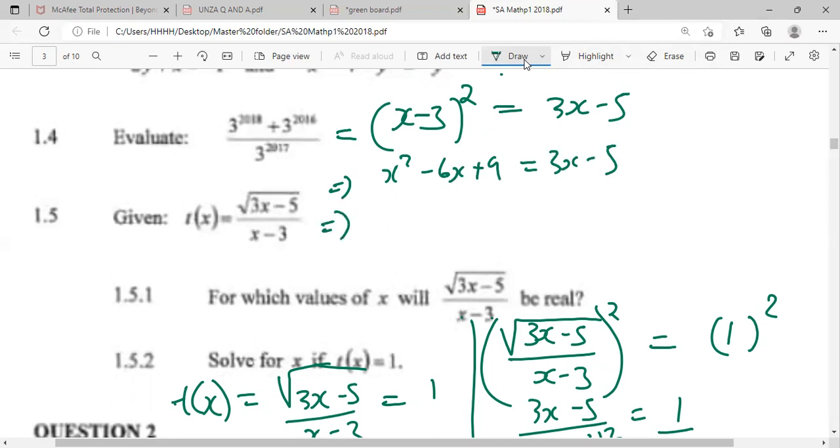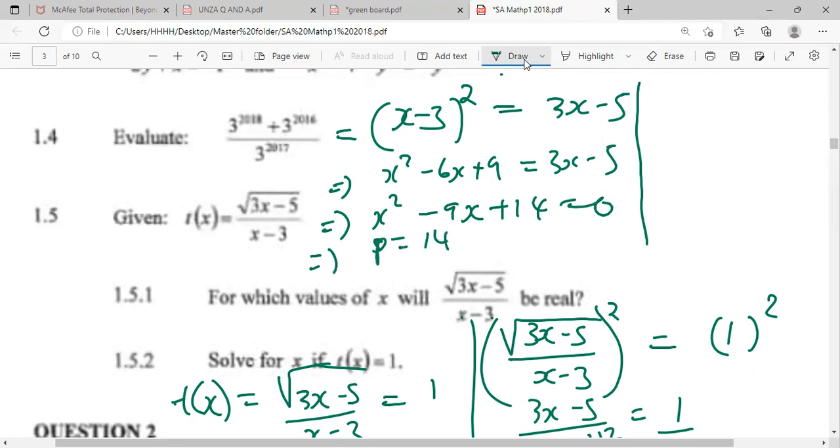So grouping the terms, we have got x squared minus 9x, then the additive inverse of negative 5 is 5, so it will be positive 14, equal to 0. Our product is 14, but our sum is negative 9, meaning that the factors are negative 2, negative 7. So x squared minus 2x minus 7x plus 14 is equal to 0.